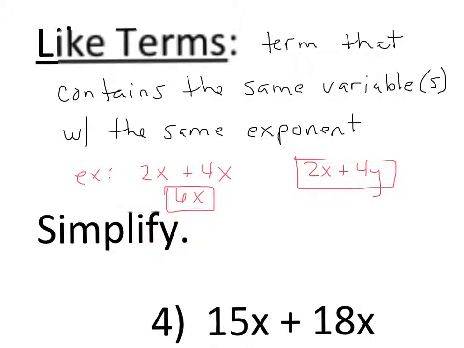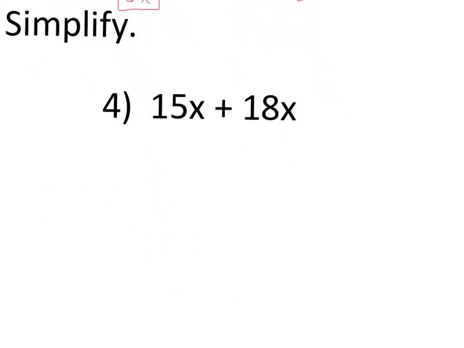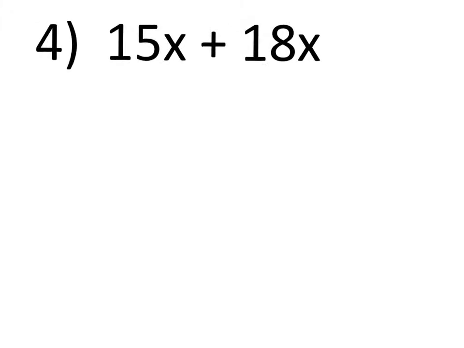Okay. All right, now let's go down here to the next problem. Looking at this, these are like terms because they're the same. So I'm going to take 15x plus 18x, and I'm going to end up with 33x. I'm just adding those front numbers, the 15 and the 18, to get this final answer. And that's it.